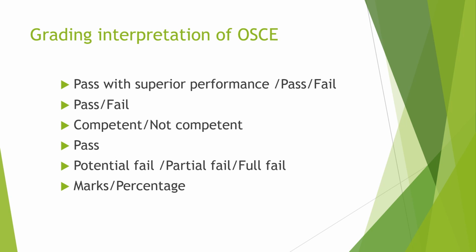Potential fail means the student may not have skill in a particular point or task, so only that point can be repeated. Partial fail means one particular station, or the entire content related to that particular subject or topic, might have gone wrong. And full fail means the entire session should be repeated, as the student failed in that. Otherwise, you can give the marks in numbers or in percentage. You can tell that this was the percentage level of performance of the student. That way also you can grade.